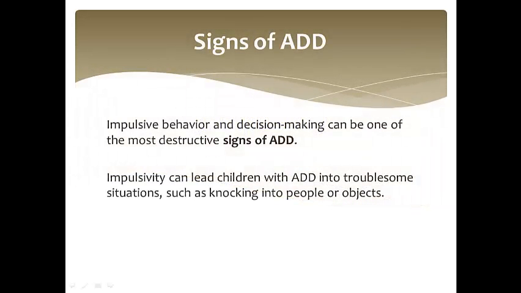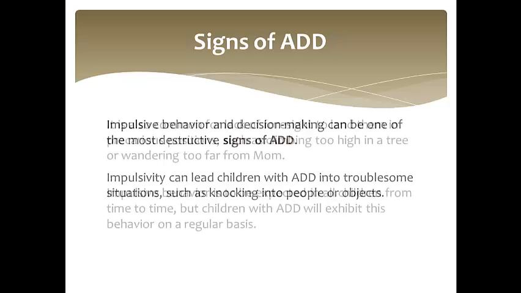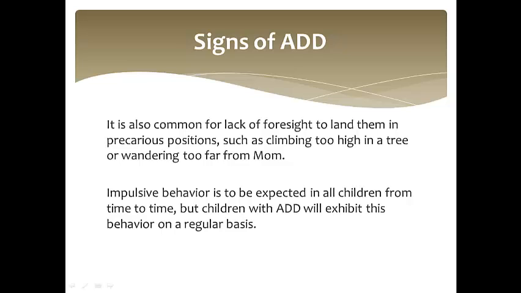Impulsive behavior and decision-making can be one of the most destructive signs of ADD. Impulsivity can lead children with ADD into some troublesome situations, such as knocking into people or objects. It is also common for lack of foresight to land them in precarious positions, such as climbing too high in a tree or wandering too far from mom.